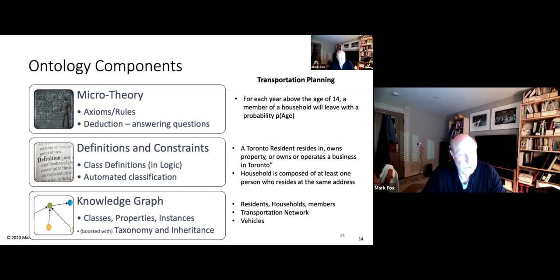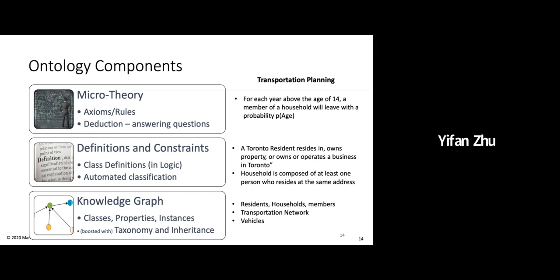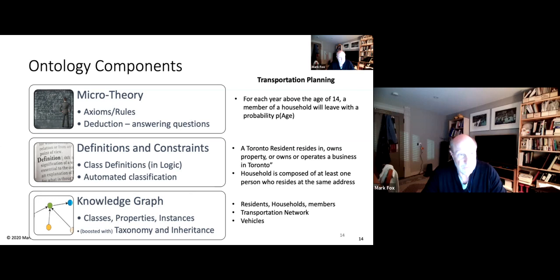In other words, if we're going to simulate the future of the residents of a city for transportation planning purposes, we need to know in one rule at what point does a person leave home? And notice that we have a probability of age because as they get older, the probability of leaving home is going to increase. So those are the three levels of an ontology.